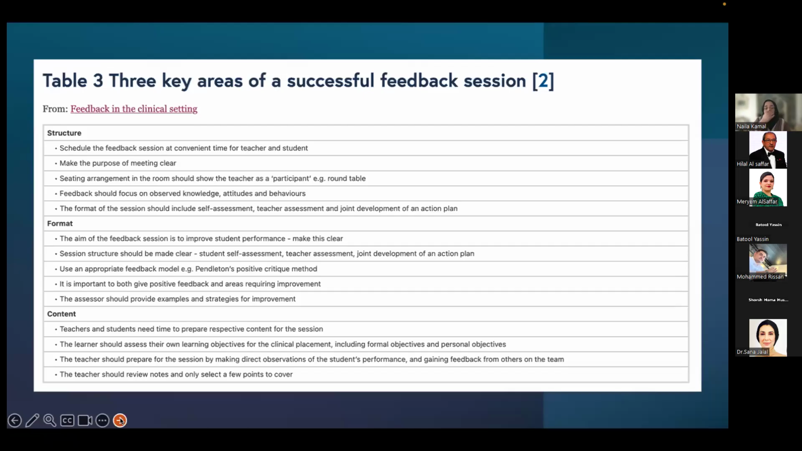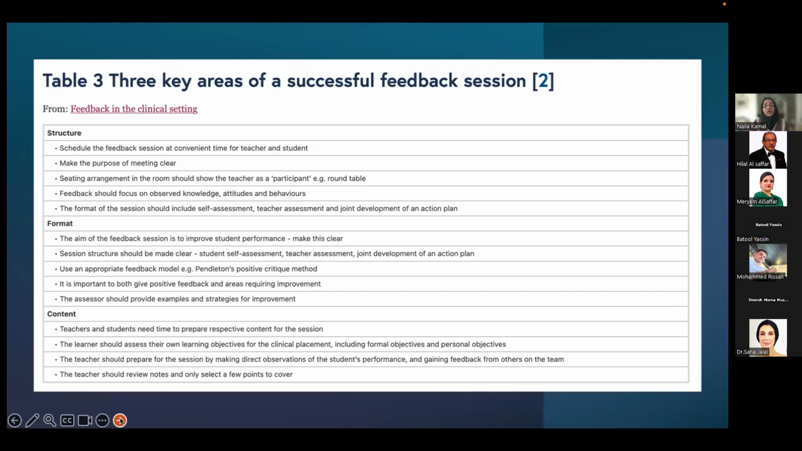So I think we are coming nearer towards the end, and I've got some interactive things to do. So in a nutshell, the three areas which are very important are the structure. So you need to schedule the feedback session at a convenient time. You have booked a certain slot, or you have saved a time where you're going to do it.